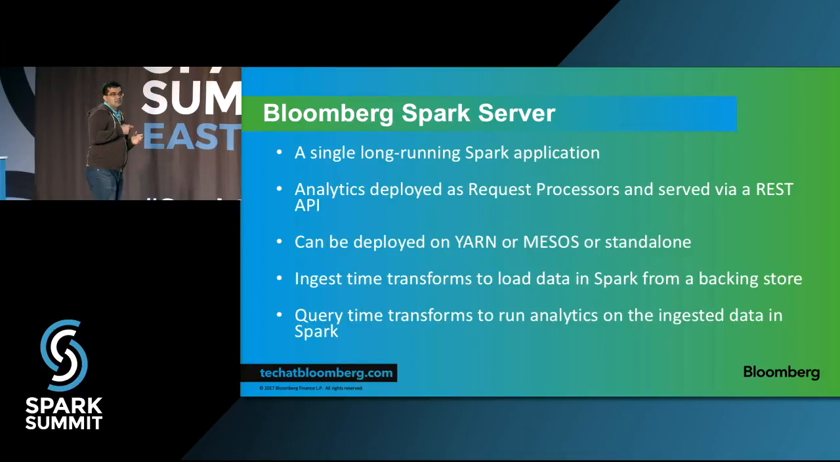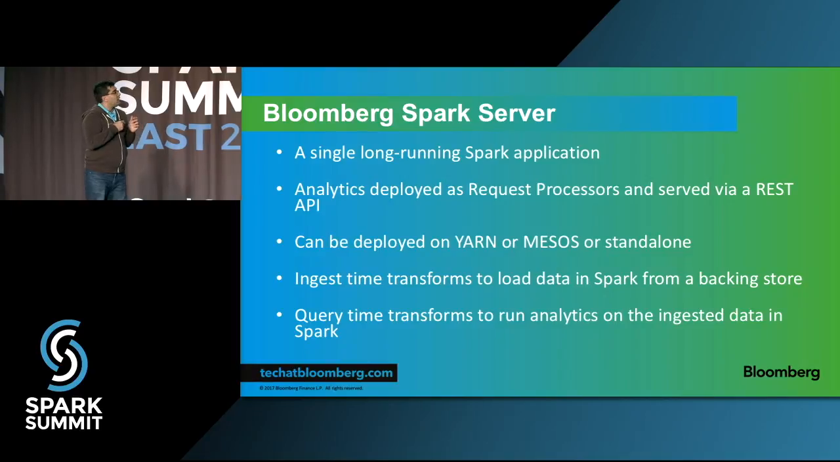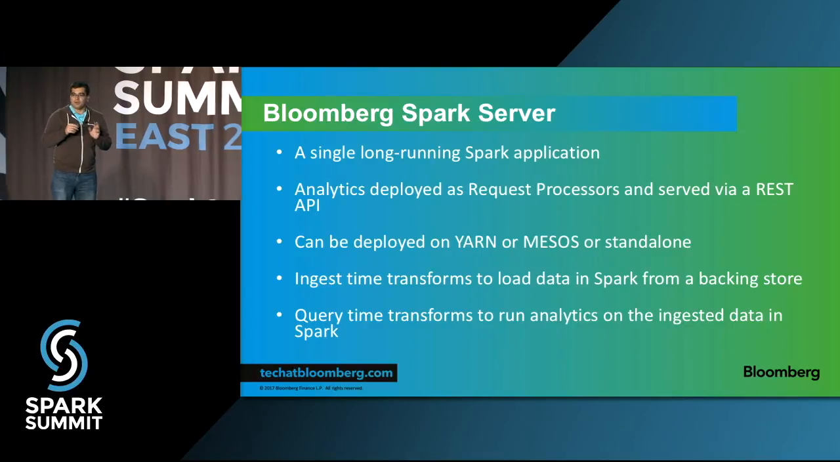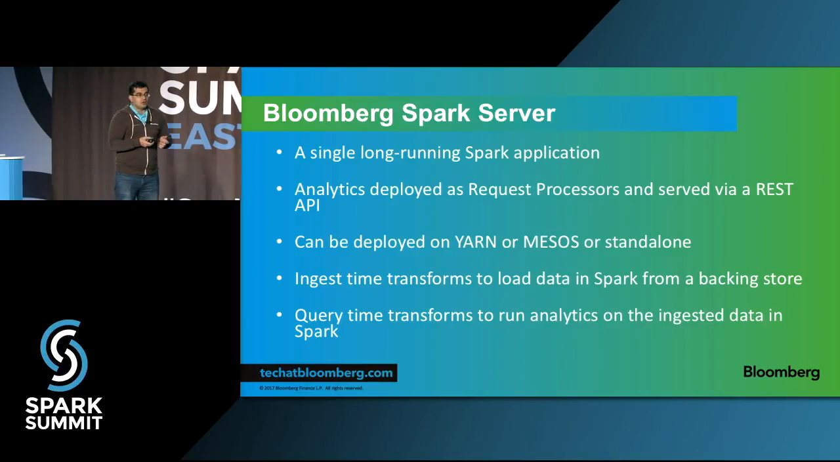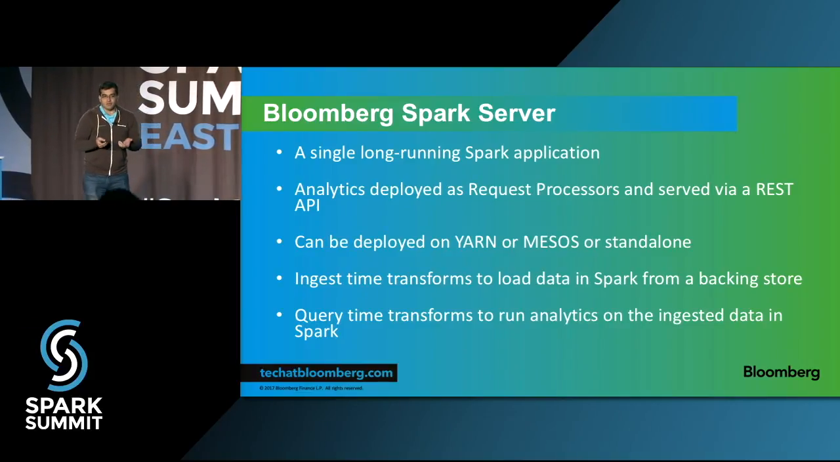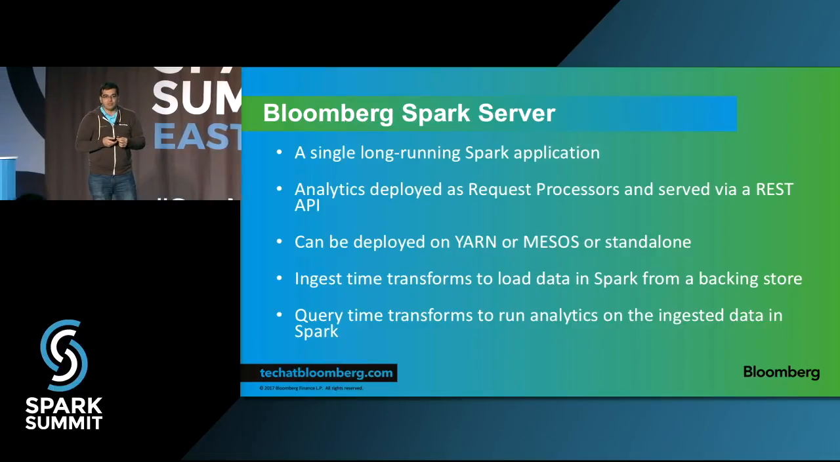So this was basically a single long-running Spark application. The applications you wanted to run on it would be deployed as what we call request processors. And the application itself would open up a REST API that you can use to interact with the request processor. Now, this application could be deployed on Yarn or Mesos, or if you have a new resource manager tomorrow, maybe even that.